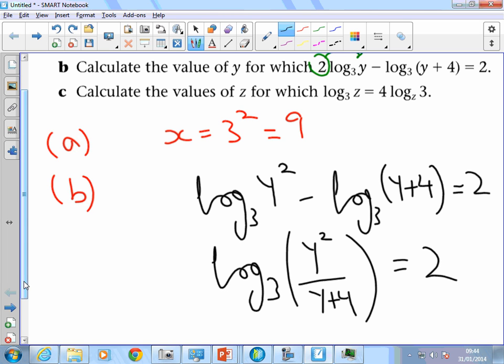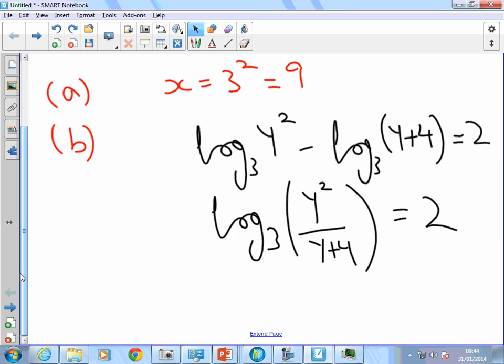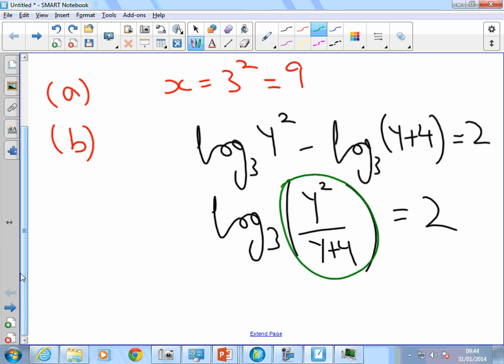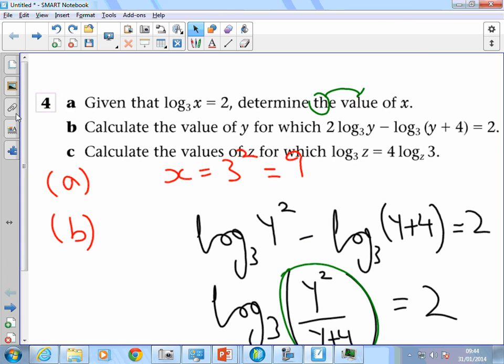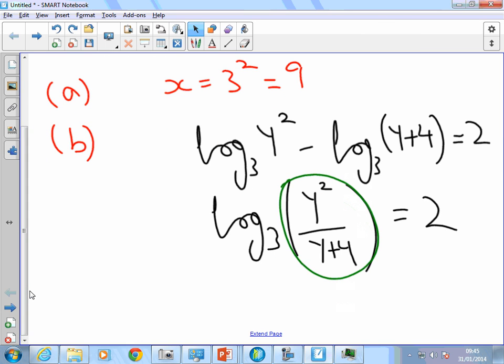We look at the first question. We are in exactly the same situation of log with base 3 of x equals 2. What do we do? They're hinting, okay? When you get to a situation where you've got log with base of something is equal to a number, it's very straightforward. This, if you like, replaces the x in this part here, okay? So you can see your x there is now y squared over y plus 4.